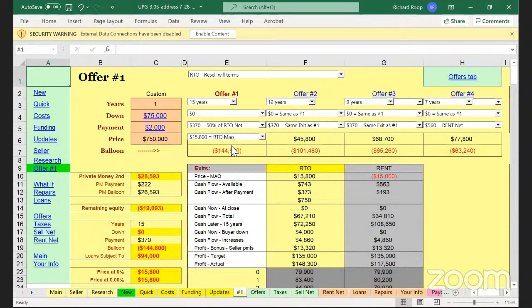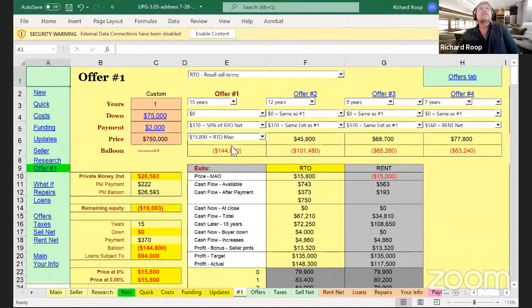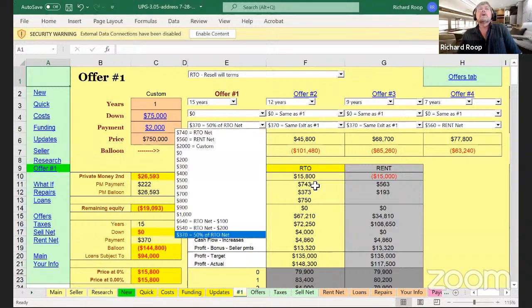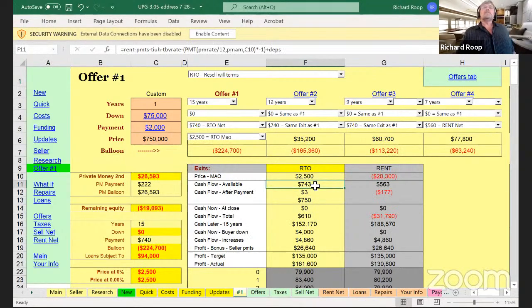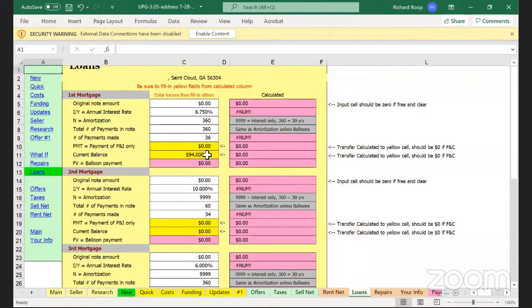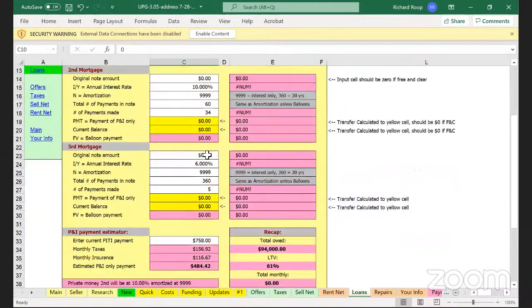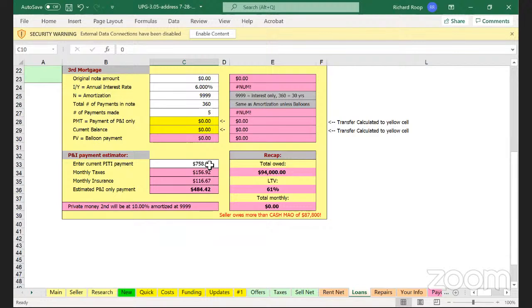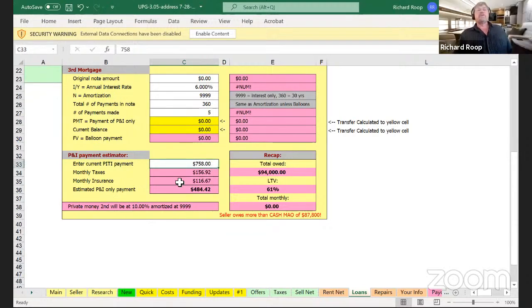Can we go back a second? Why is the cash flow available 743? Where's that coming from? Okay, it's the PITI. It's the 1,200 in rent minus the taxes and insurance. Let's see. Oh, we haven't put in the loan information there yet. Right. Yeah, it should be. Except that's close. It was close. Right. So maybe the insurance is more or something. It's like the monthly payment 758. Okay, that's what we remembered.